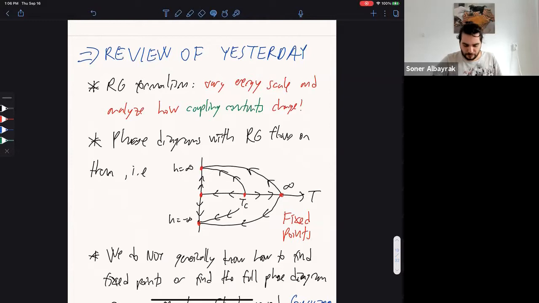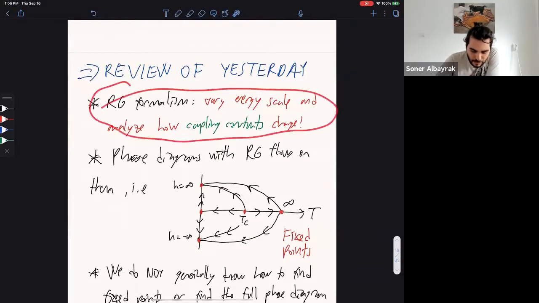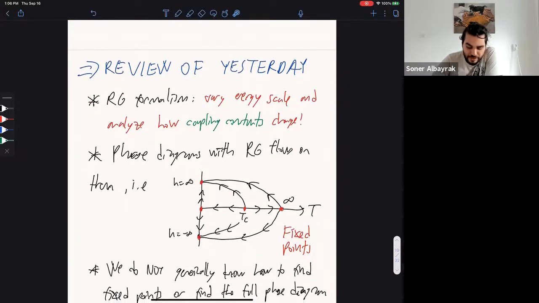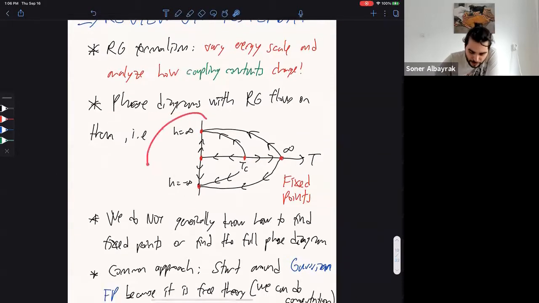As always, I'll start with the review of yesterday, what we talked about. So, okay, we talked about the RG formalism. It's basically we vary the energy scale and analyze how the coupling constants change, right? And we showed them in various phase diagrams. Like for example, this is the uniaxial magnet. We have various fixed points. And if you start at any given point, with some external magnetic field H and some temperature T, it will eventually flow to one of these fixed points.